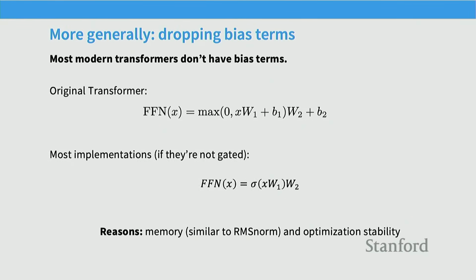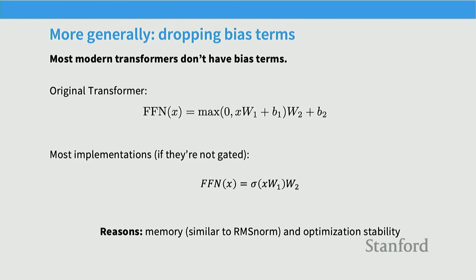The final thing I'll say, which is very much in line with this RMS norm theme, is that most modern transformers do not have bias terms. The original transformer FFN looks something like this: you have your inputs X, you do a linear layer with a bias term, then you ReLU it, and then you have a second linear layer wrapping around it. But most implementations, if they're not gated units, which I'll talk about in a moment, look something like this. They just drop the bias terms. And you can make this argument from basically the same underlying principles.